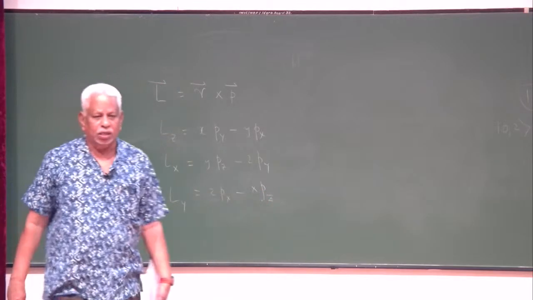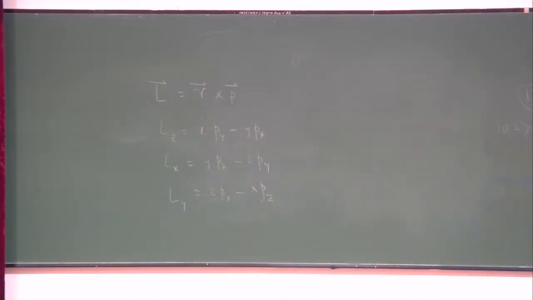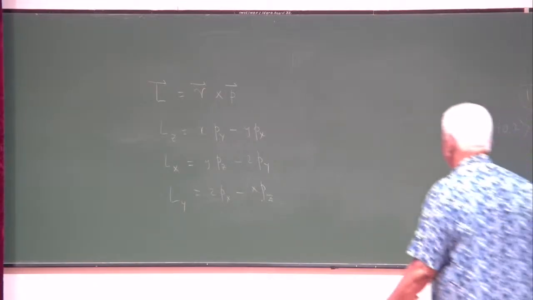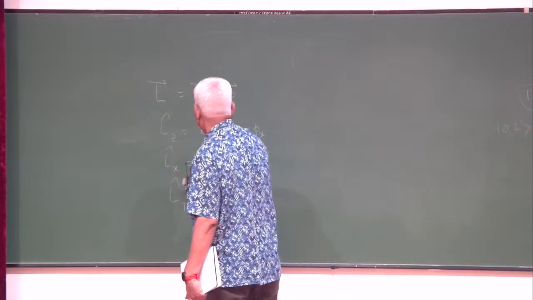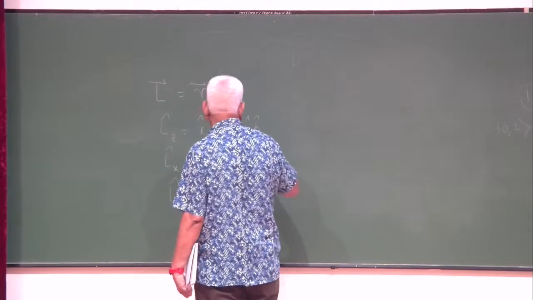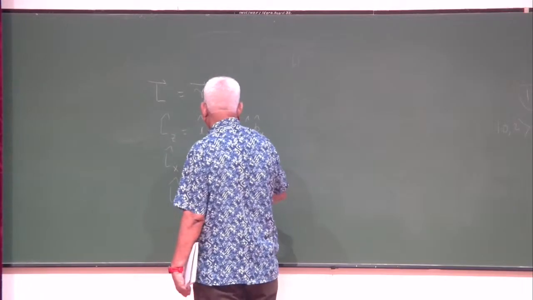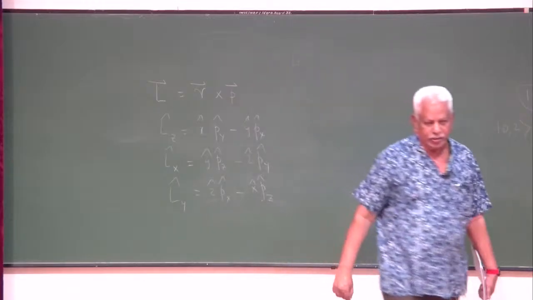These are the dynamical variables in classical mechanics. You know this, right? r cross p. Now what I want is to make them operators. So I am going to put them as operators. It's only putting the hat on all of them.